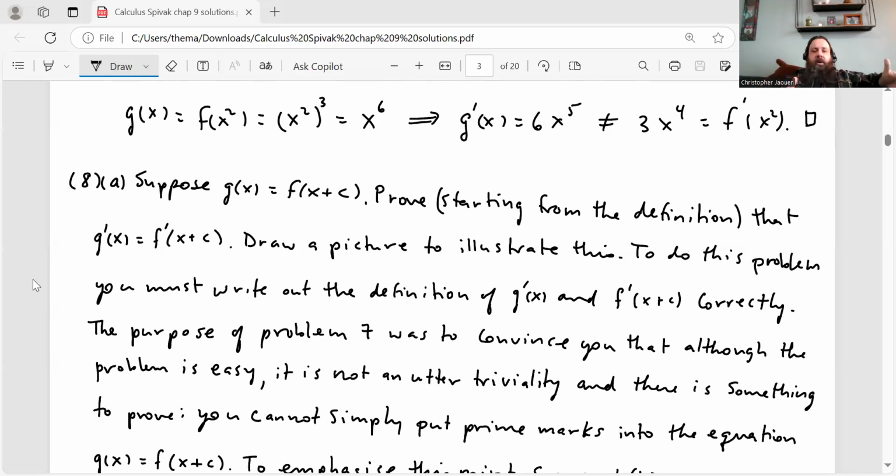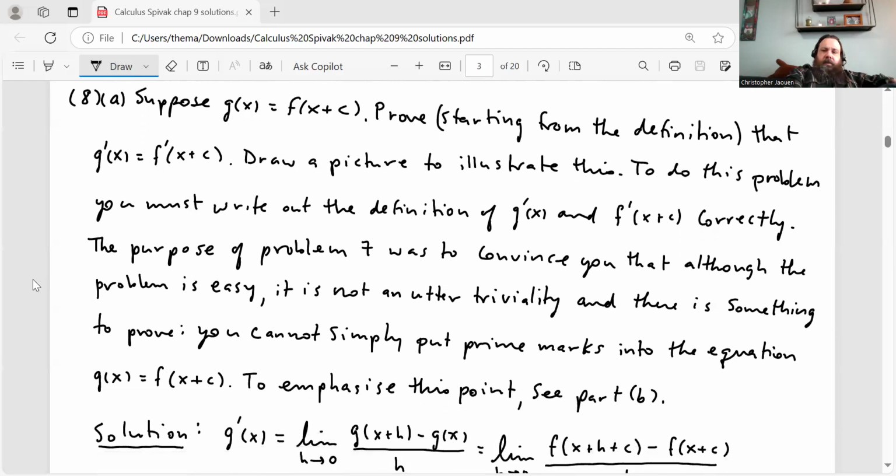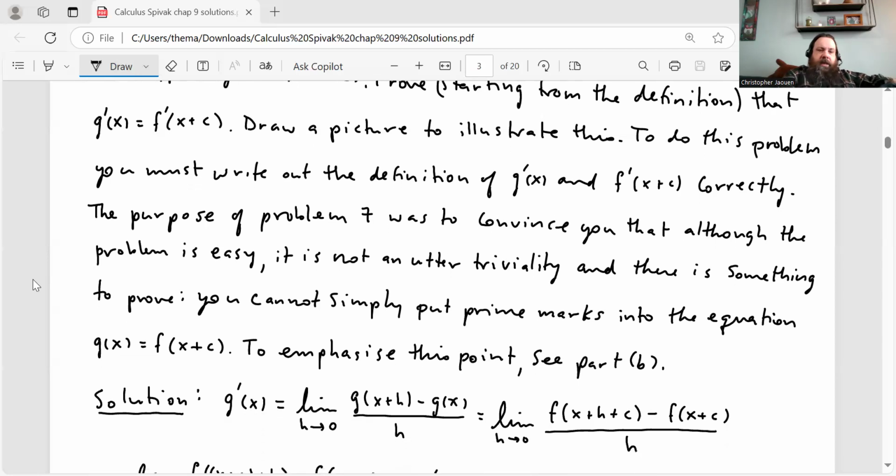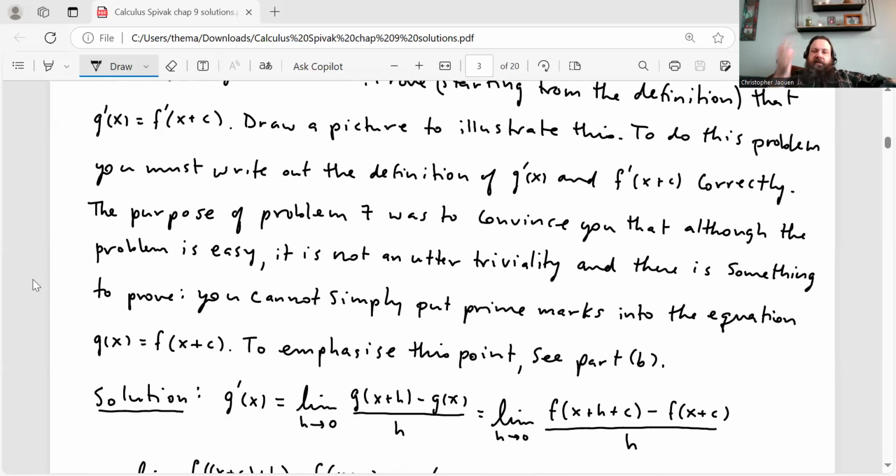If the graph of g is the graph of f shifted horizontally by c units to either the right or the left, then the tangent lines to g should be parallel to the tangent lines of f, but shifted to the right by c units or to the left by c units, right? To do this problem, you must write out the definition of g prime of x and f prime of x plus c correctly. Again, just to make it clear of the vagaries of the notation that we have for derivatives and to be careful.